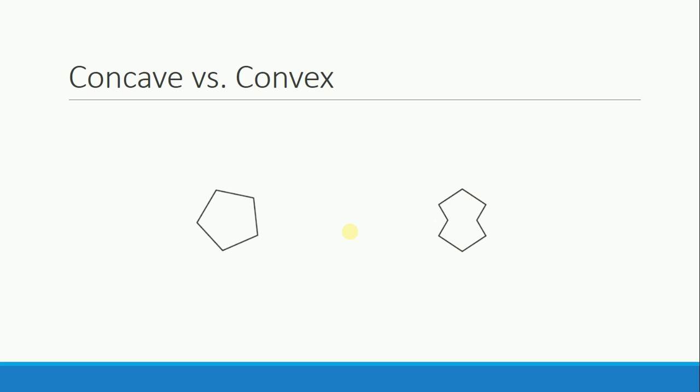Very first thing we need to talk about: what does it mean to be concave and what does it mean to be convex? You're going to hear those words when referring to a polygon. Concave means that you have angles that point in towards the shape, so they're pointed inwards. Convex means no angles point in to the shape.